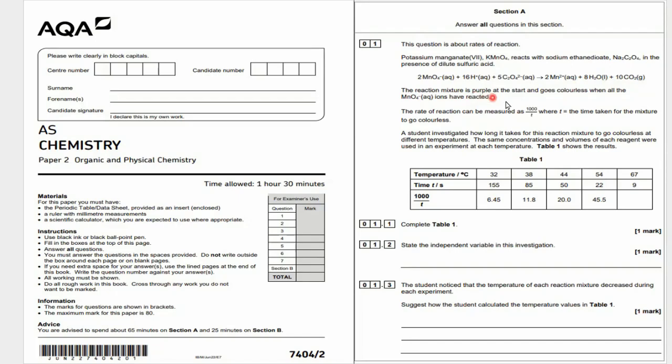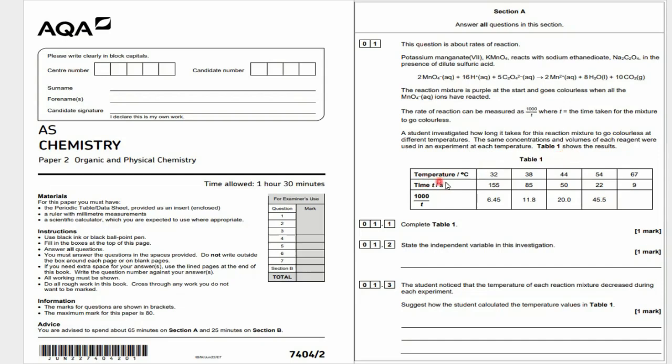The reaction mixture is purple at the start and goes colorless when all the MnO4⁻(aq) ions have reacted. The rate of reaction can be measured as 1000 over t, where t equals the time taken for the mixture to go colorless. A student investigated how long it takes for this reaction mixture to go colorless at different temperatures. The same concentrations and volumes of each reagent were used in an experiment at each temperature. Table 1 shows the results.